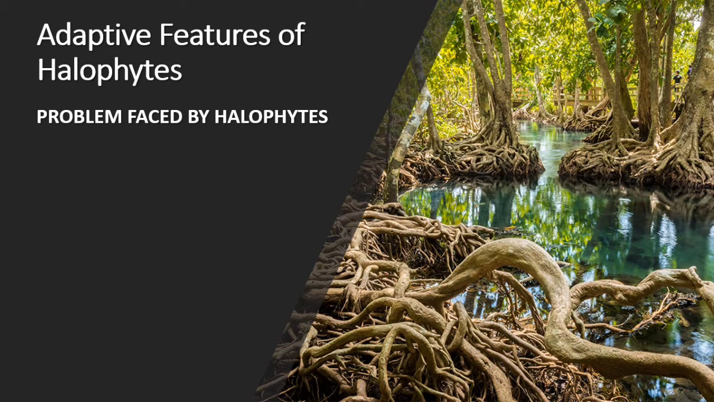So what are the adaptive features of these 4 types of plants? We discuss the halophytes first. An example of halophyte is the mangrove plant, because the mangrove swamp has soil with low oxygen content. So the mangrove tree has adaptive features to make it suitable to live in this low oxygen content and very short supply of water in the waterlogged condition.